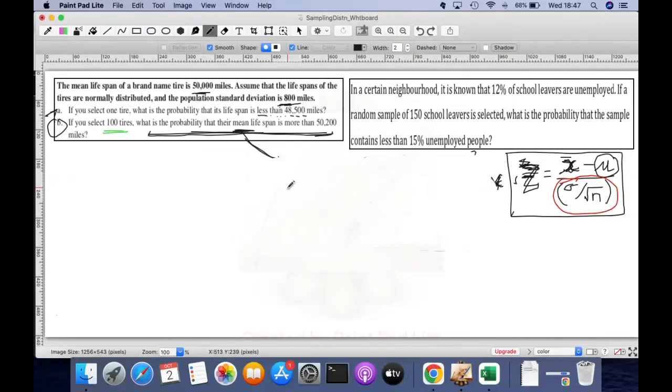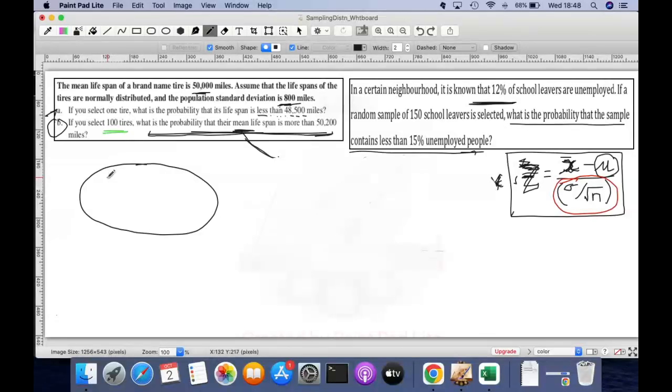Now maybe I'm a researcher and I go to this neighborhood and the mayor tells me, okay, I have to take the mayor's word on this. The mayor tells me it's known that 12% of school leavers are unemployed. So what I need to do is go and sense check this. I'll take a random sample of 150 school leavers. So there's a sample. Then the question I need to answer is, what is the probability that the sample contains less than 15% unemployed?